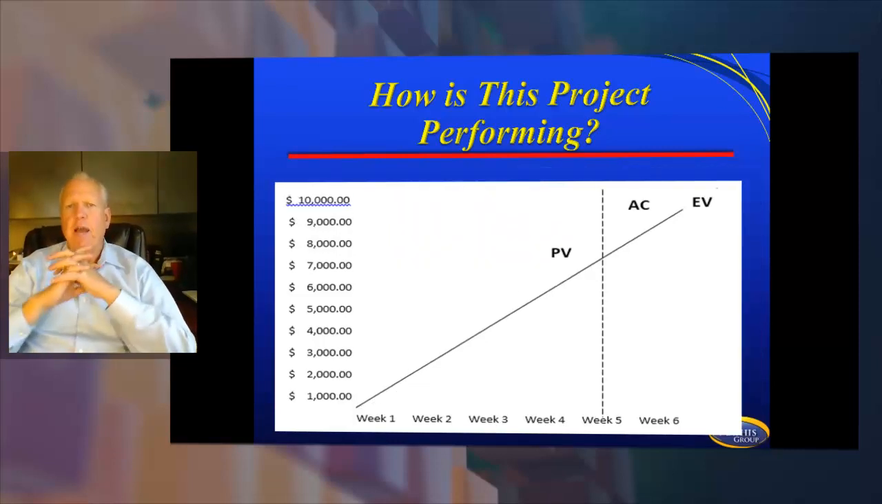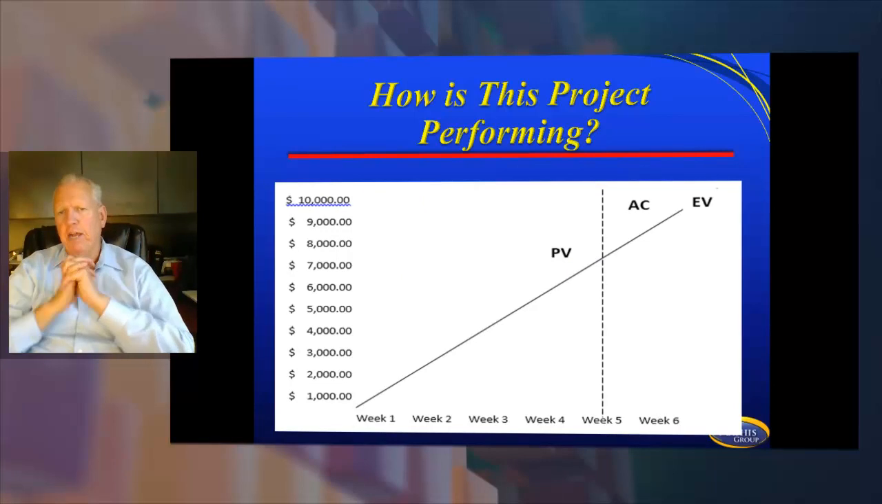All right, how would you interpret this particular slide? You have one line. This slide is perfect. Plan value, actual cost, and earned value. This is exactly the way it should look if everything on the project is running perfect.